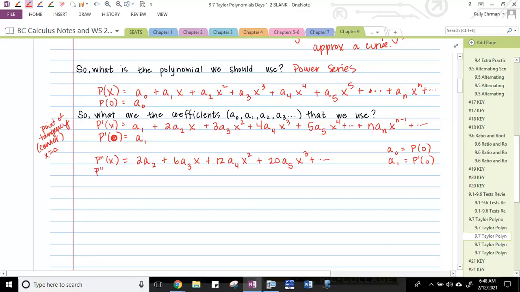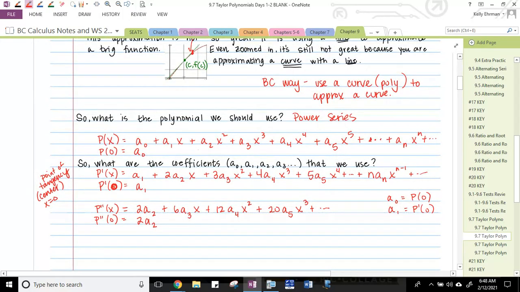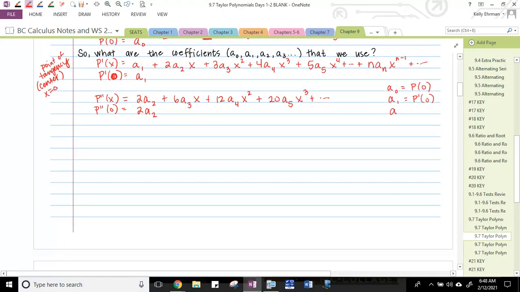What if we plug in that point of tangency again? Evaluate the second derivative at 0. All of the x terms drop away. You're left with 2a2. Now remember, we're trying to figure out not what is the second derivative at 0, but in this series, what is a2? We figured out a0, a1. What is a sub 2? If I solve this little equation for a sub 2, I divide by 2. It's the second derivative evaluated at 0 divided by 2.